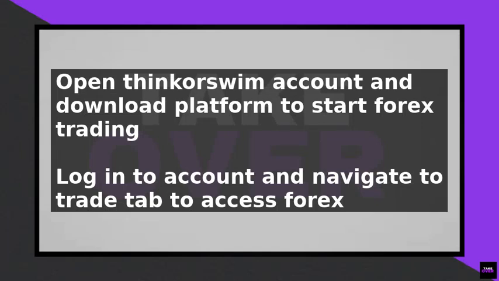To trade Forex on Thinkorswim, start by opening a Thinkorswim account and downloading the platform. Once you have the platform, log into your account and navigate to the Trade tab. In the Trade tab, select Forex from the drop-down menu and choose the currency pair you want to trade.